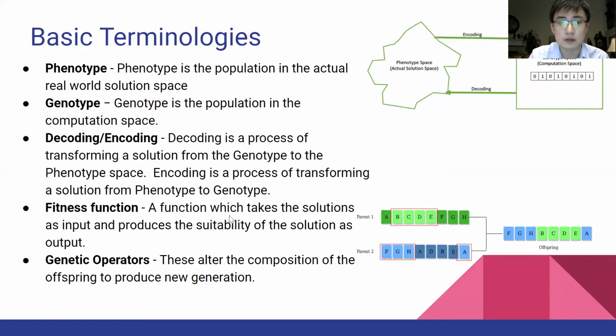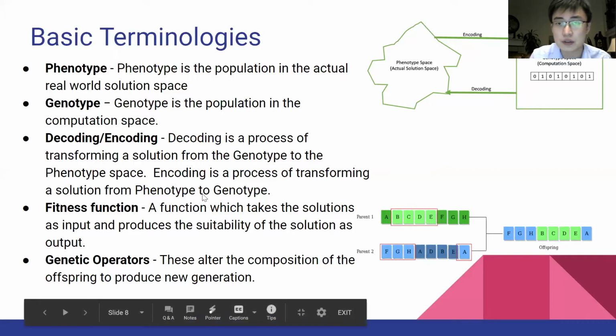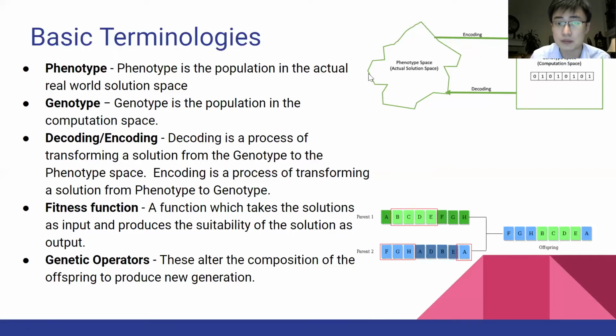Fitness function, a function which takes a solution as input and produces the suitability of the solution as output. It means each chromosome, we put into the fitness function, and then we get a fitness value for each chromosome.